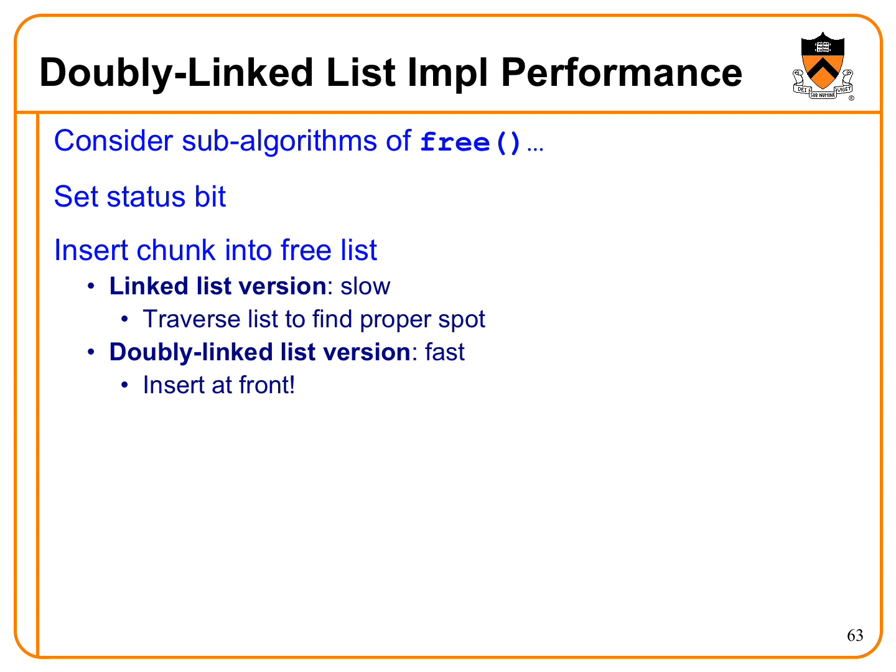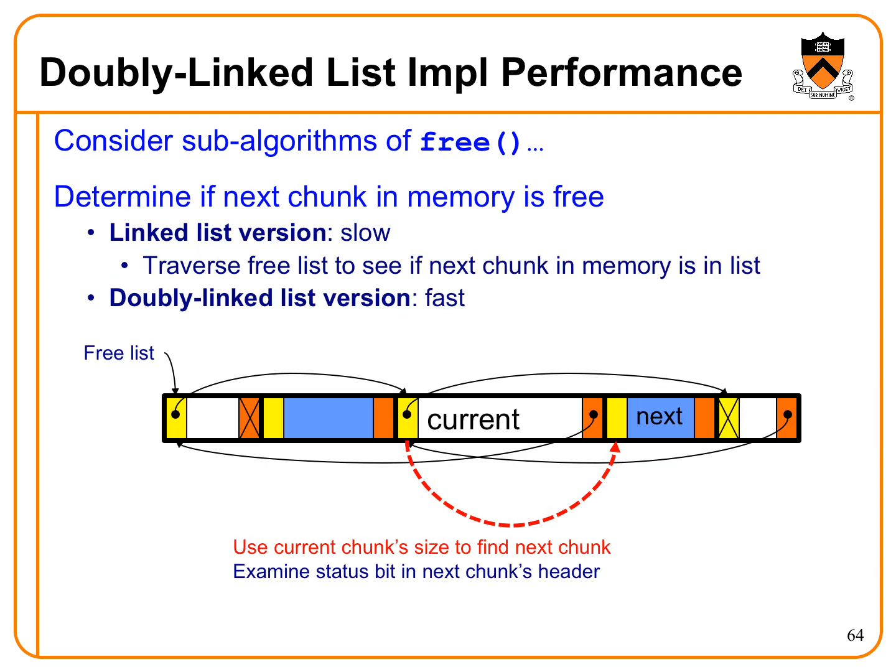In fact, each part of the free function now works in constant time. Let's take them one at a time. Setting the status bit is minimal overhead added versus not having it at all. Insertion at the front is constant time versus linear in the linked list version. Checking whether the next chunk in memory is free: with the linked list, we had to do this via the free list, which was the only indication of whether or not something was free. Now, with the status bit, we can use the size to find the next chunk, and then just look at that status bit. So linear has again been reduced to constant time.